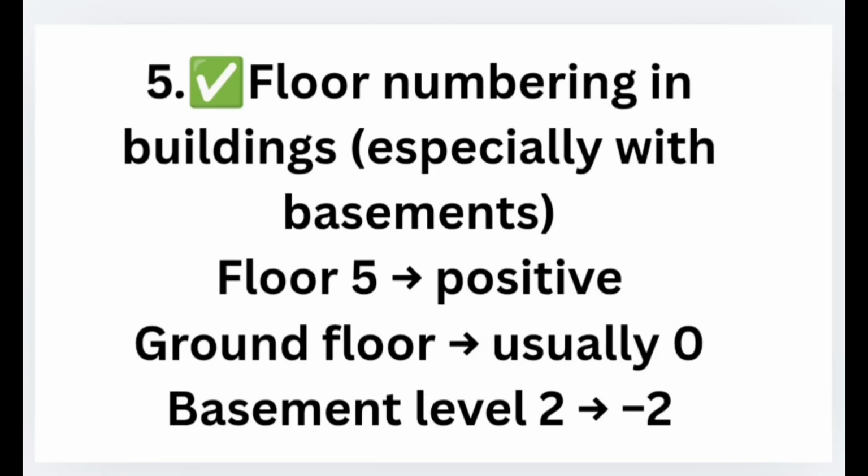The last example: floor numbering in buildings, especially with basements. Floor 5 is positive. Ground floor is usually 0. Basement level is negative 1 or negative 2.